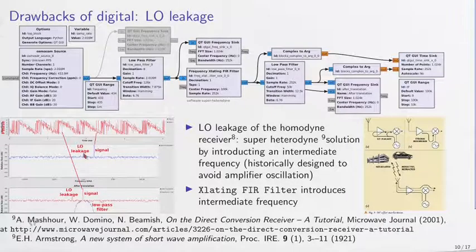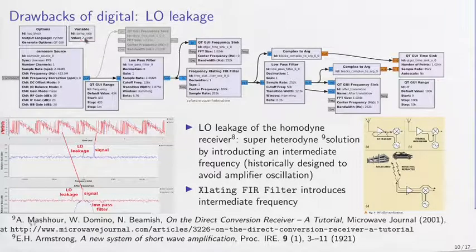So what we can do to avoid this issue is, in this example, we've introduced a frequency translating FIR filter, which creates the intermediate frequency that was initially introduced by Armstrong in his super heterodyne architecture. And on purpose, we offset the received signal by this intermediate frequency. Again, the only condition is that this intermediate frequency is low enough for both the signal and local oscillator leakage to be within the sampling frequency.